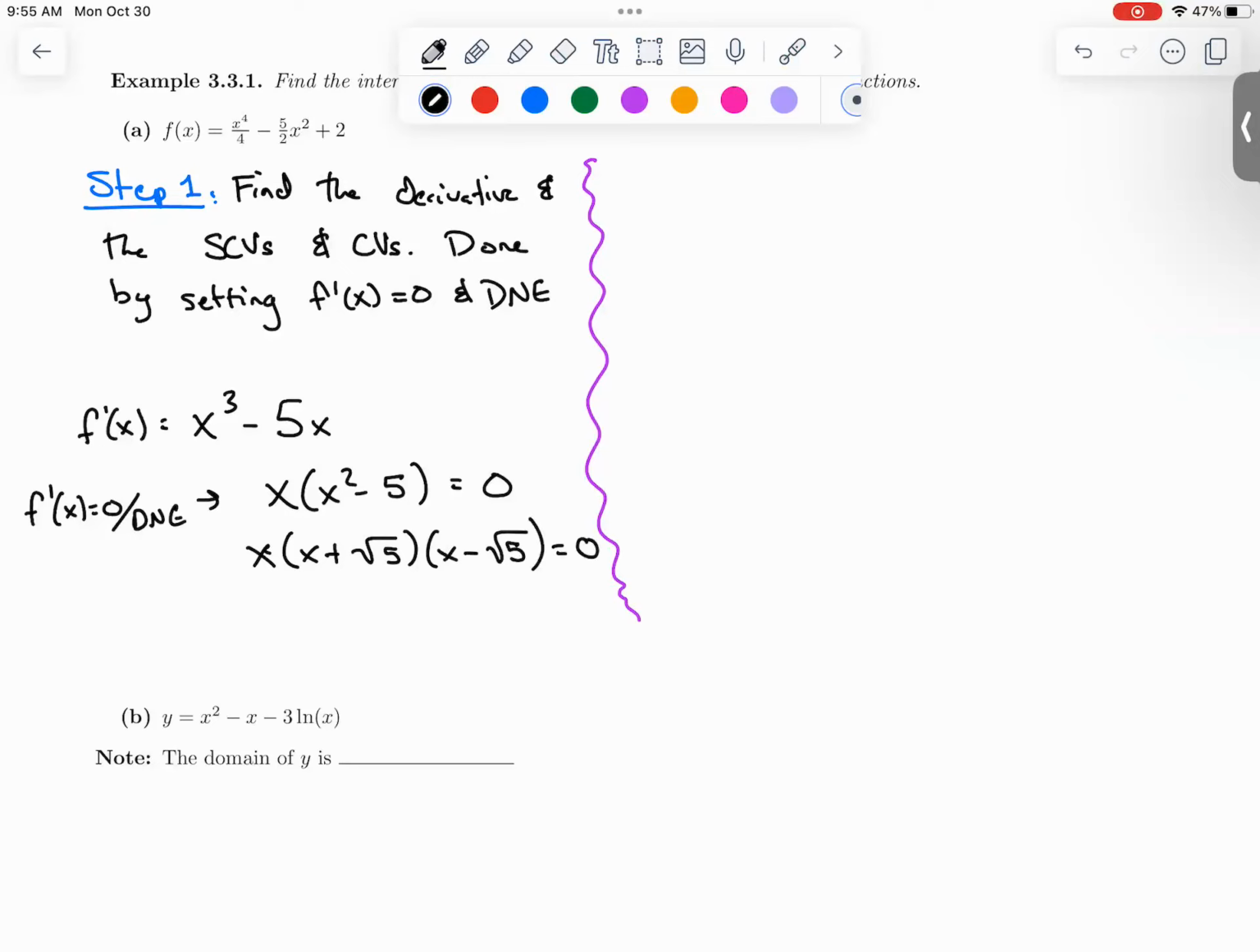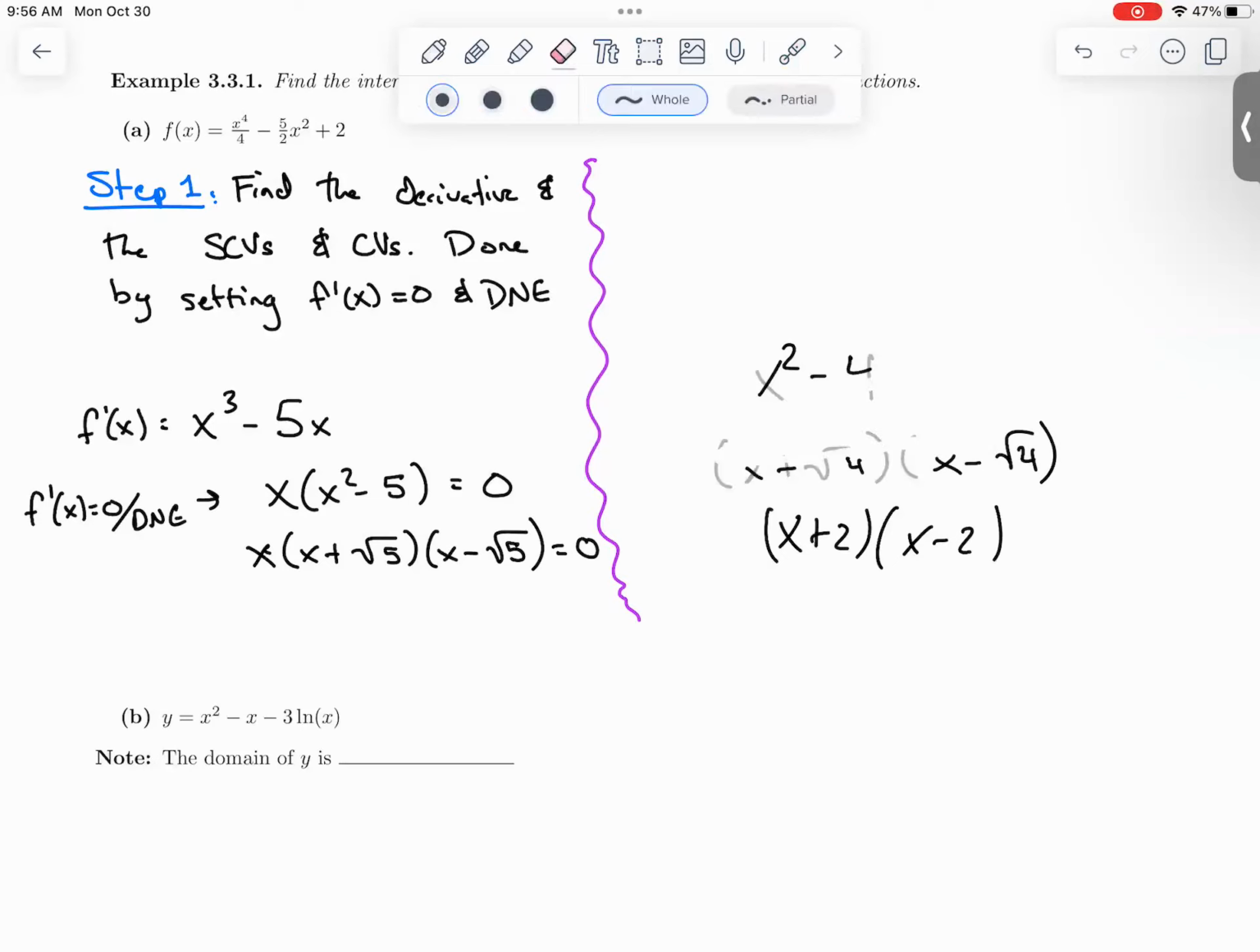That's true for any situation, right? When you do x squared minus 4, we write it as x plus 2 times x minus 2. But really what it is, it's x plus the square root of 4 times x minus the square root of 4. So that's why it's x plus 2 and x minus 2. That's the reason why it works. So that's just for showing purposes, but that's how you can factor x plus the square root of 5 times x minus the square root of 5.